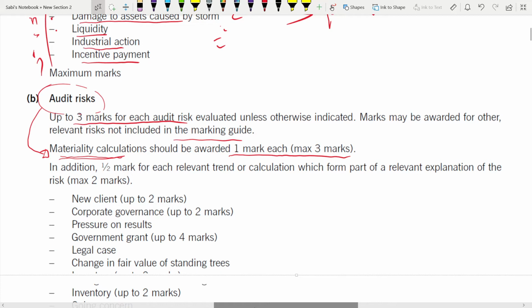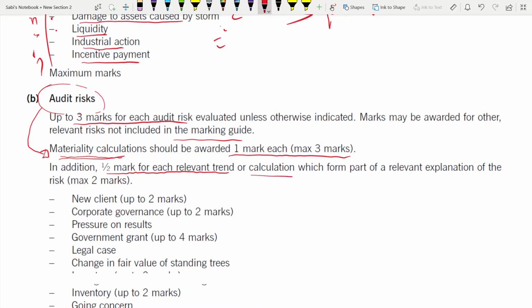Calculation also you have to use, because you have that table there, key performance indicators and some calculations. In addition, half a mark for each relevant trend or calculation, same as part A, business risk, which forms part of a relevant explanation of the risk. So maximum 2 marks.